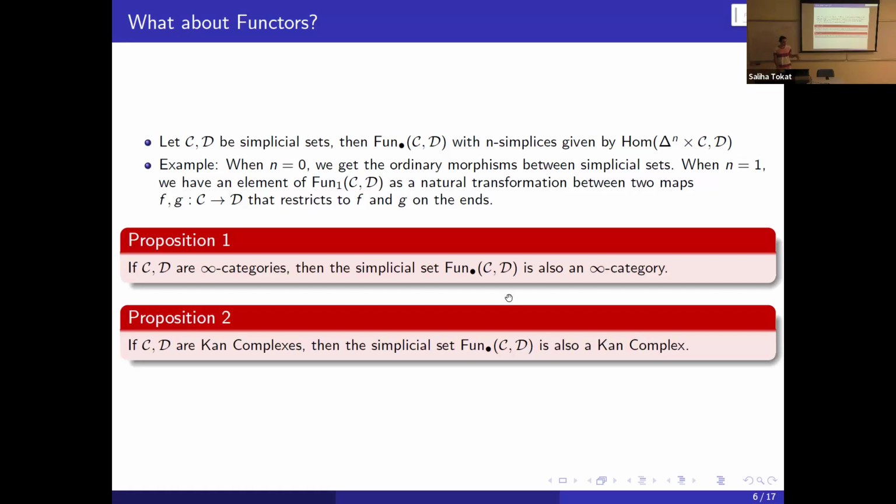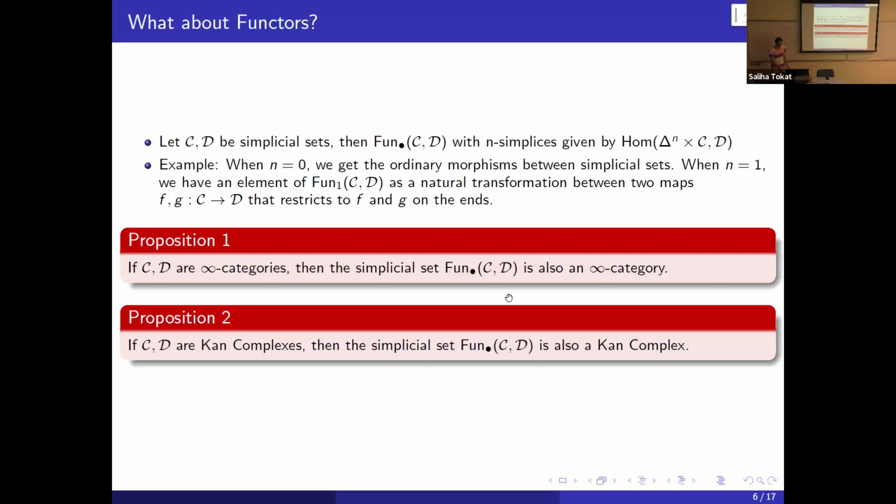And if we restrict ourselves to the category of infinity categories, then Fun(C, D) is also an infinity category, as in proposition 1. And then if we restrict ourselves to the category of Kan complexes, then Fun(C, D) is also a Kan complex. And this way, unlike ordinary category theory, we have enrichment. So our morphism sets are simplicial sets, infinity categories, and Kan complexes, for example.